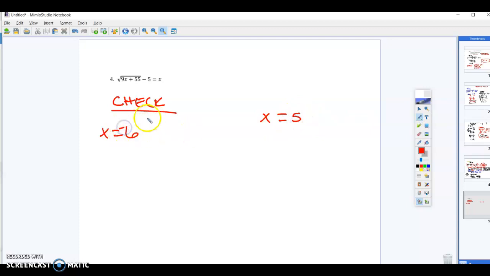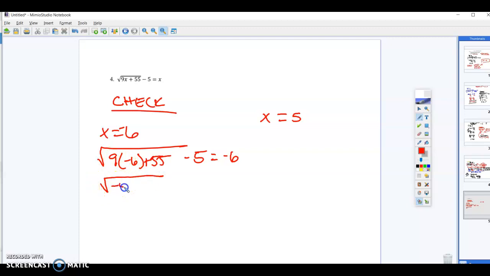Negative 6 and 5. Okay, so we're going to take negative 6 and we're going to plug it in for all of our x's in this equation. We're going to see if it's the same on both sides. So we do that. We get 9 times negative 6 plus 55, square root, minus 5 equals negative 6. So over here, 9 times negative 6 gives me negative 54. Negative 54 plus 55 is going to give me 1.